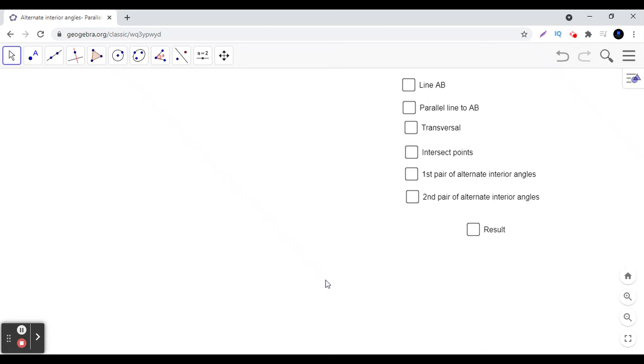Hello, everyone. In this session today, we are going to explore the alternate interior angles when two parallel lines are intersected by a transversal. Let us start the exploration.